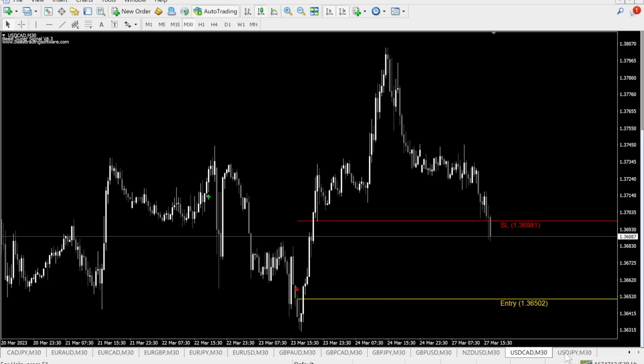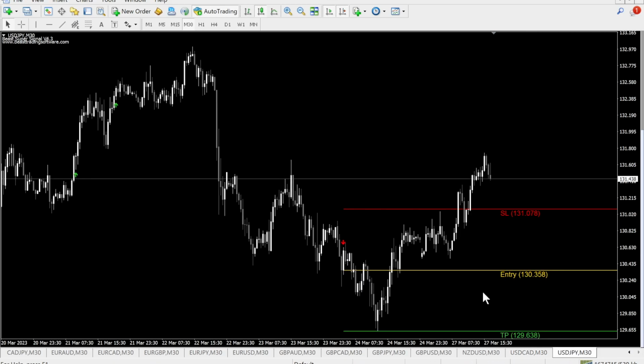And then our last pair for this video is the US dollar Japanese yen. Here we had a sell signal last week. It looked like it just clipped our take profit. So this pair was a win. And then looking into last week, we had a buy signal here, which looked like it would have been a win, I think. But the previous signal was definitely a win.